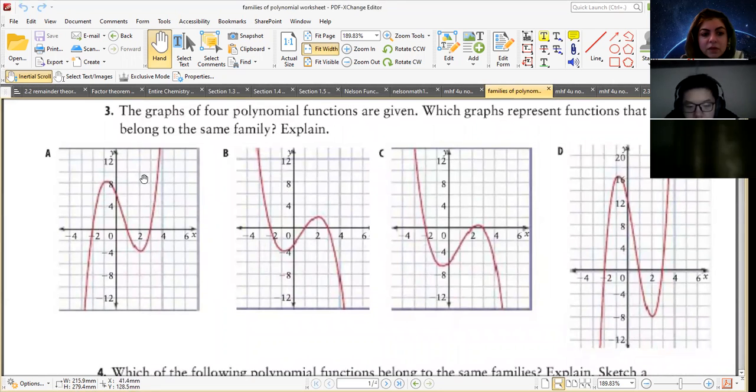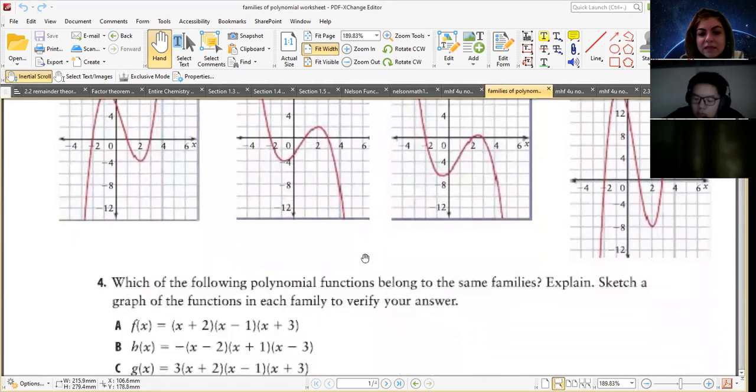Here again, the same thing. I'm looking for the one that has the same family. See, the zeros here are -2, 1, and 3. It seems that these two belong to the same family because they have the same zeros or x-intercepts. So just follow that and tell me which one has the same family.